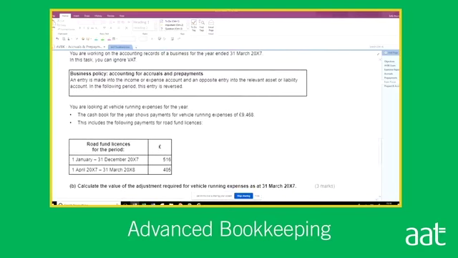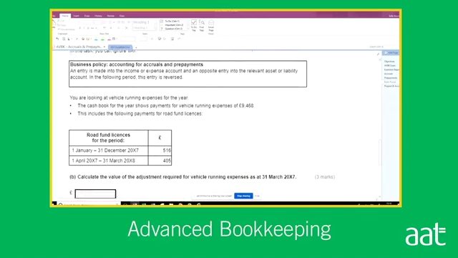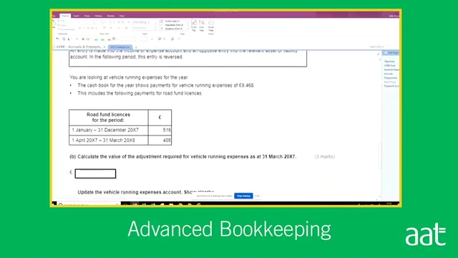So very quickly then, what it's saying here is that we're looking at vehicle running expenses for the year. The cash book for the year shows payments for running expenses of 9,468. And this includes the following payments for road fund licenses. So we've got the 1st of January to the 31st of December 2007, 516. And we've got the 1st of January X7 to the 31st of March X8, 405.